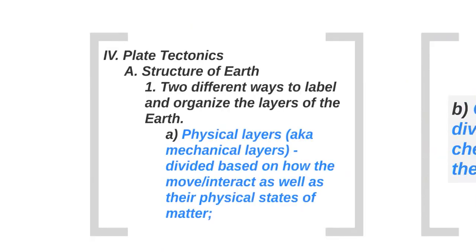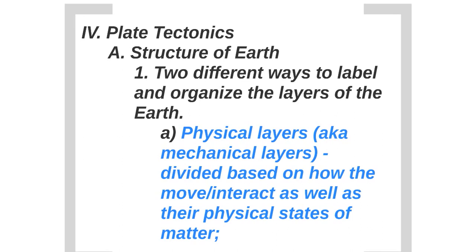So when we categorize layers of the Earth, we categorize them into two categories: physical layers and chemical layers. So here in your notes, you're going to write this down, the blue part, obviously. Physical layers, also known as mechanical layers, are the way we divide up the layers of the Earth based on how they move or interact with each other, as well as their physical states of matter.